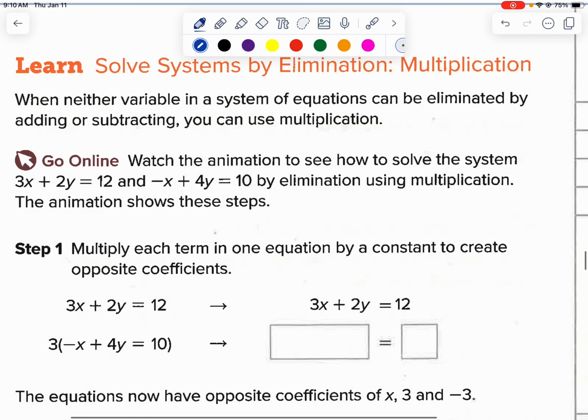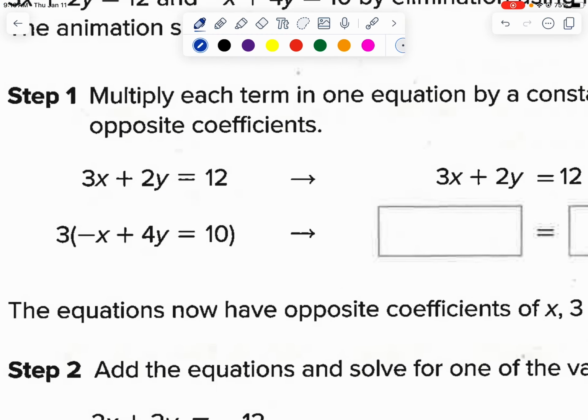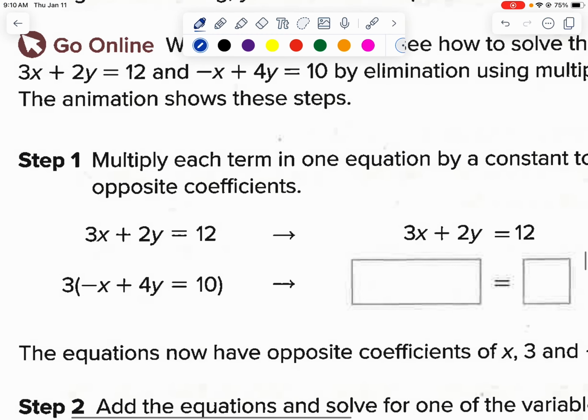Okay? When neither variable in a system of equations can be eliminated by adding or subtracting, you can use multiplication. So, if I look at this, we have to figure out what number we could multiply by one of the equations in order to get the variables to eliminate.